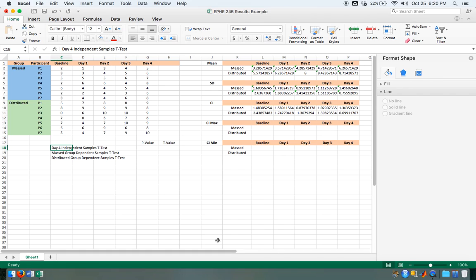But a dependent, on the other hand, is when you're looking at the same person at two different times. So in this analysis here, we're going to be looking at these people on baseline time and day 4 time. So again, a dependent samples t-test is when you're looking at the same person at multiple times, while the independent is two different groups at the same time. Okay? Now, independent and dependent, there's a lot of ways of saying this. So different words are used, and we're going to see while we're doing t-tests.